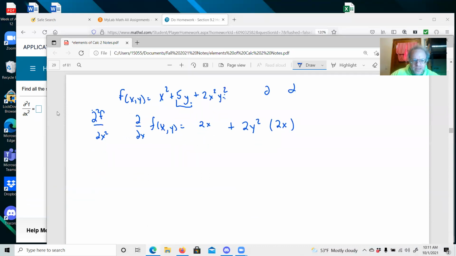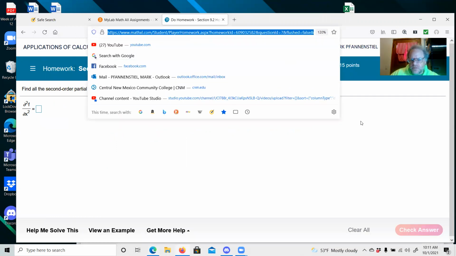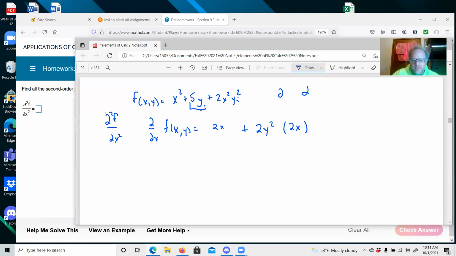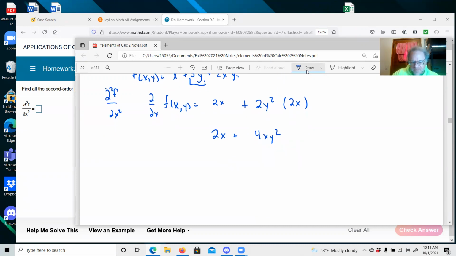So this is going to be equal to 2x plus 4xy squared. Okay, and now we want to take the derivative with respect to x again.